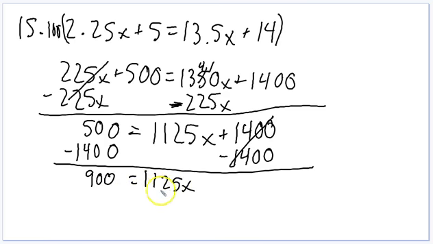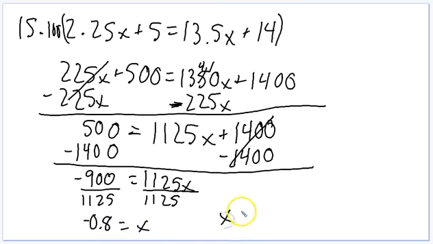1125x. Everybody knows I gotta divide this by 1125. I get negative 900 over 1125, and I get negative 0.8 equals x, or x equals negative 0.8.